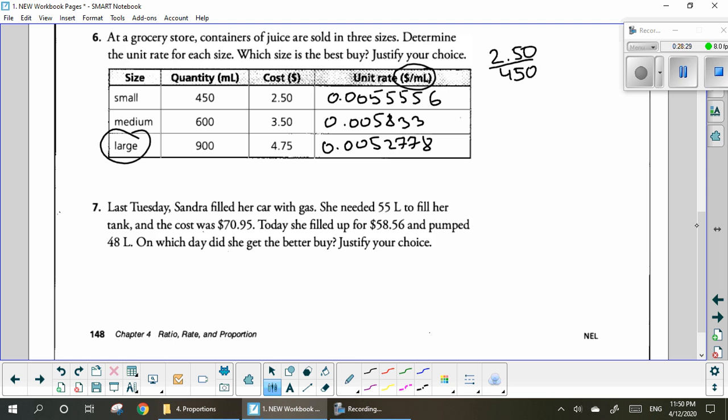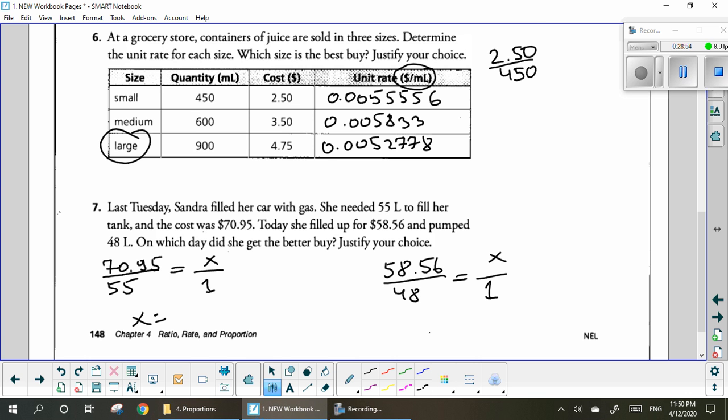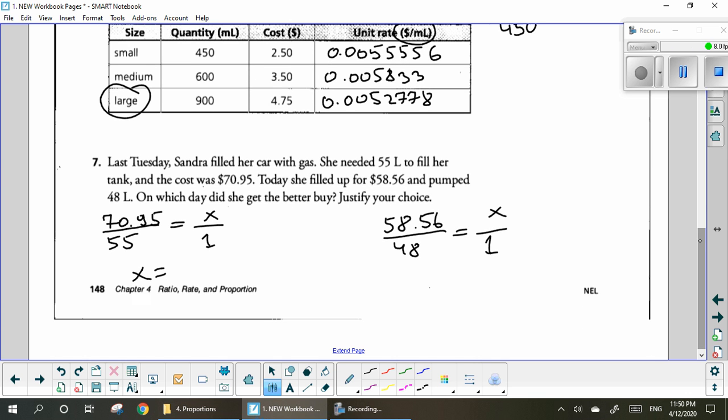And how we're going to do that is we're going to see how much 1 liter costs on those different days. So we're going to set up the same thing: $70.95 for 55 liters. I want to find out how much 1 liter is. And then $58.56 for 48 liters. I want to find out how much 1 liter is. So, since I have room, I will write it out properly. I'm dividing 70.95 divided by 55. It was $1.29 per liter.